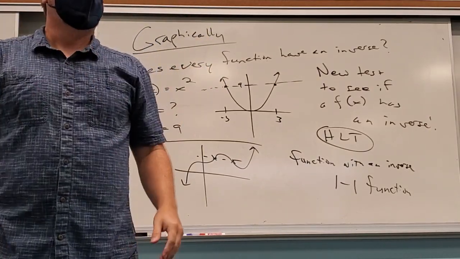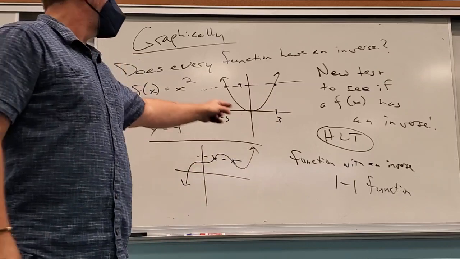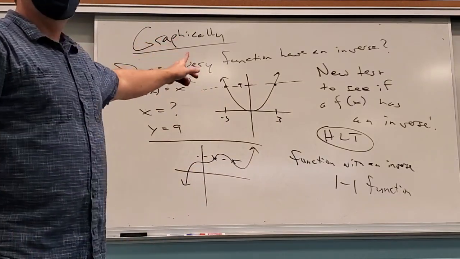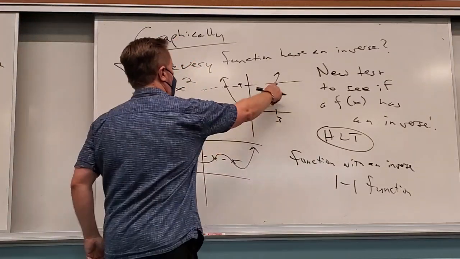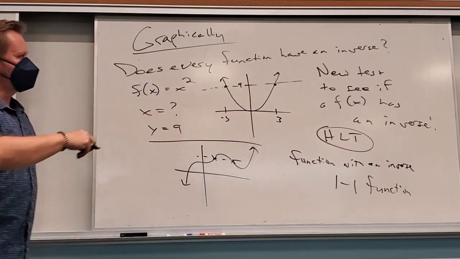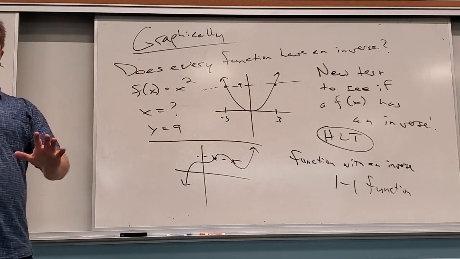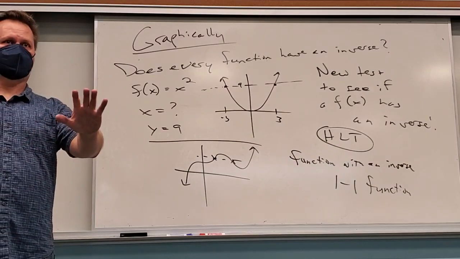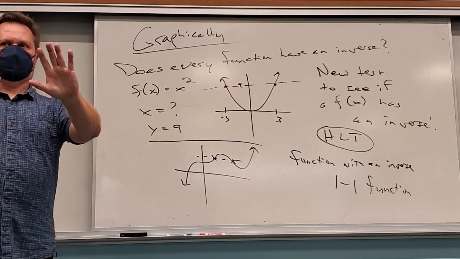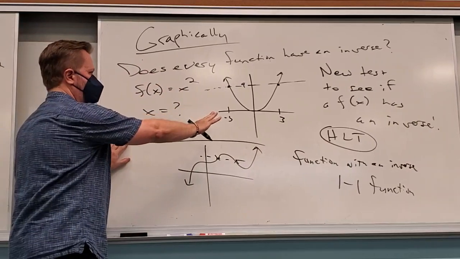This is a little love triangle thing going on. Uh-oh, what's 9 doing? 9's with 3 and negative 3. Better be consent for that. Okay. Maybe. So we'll come back to this in a minute.